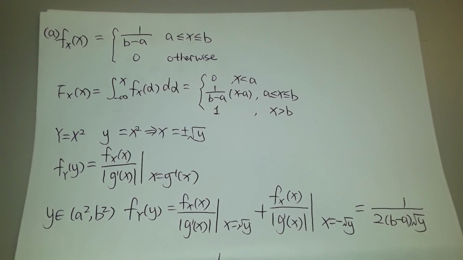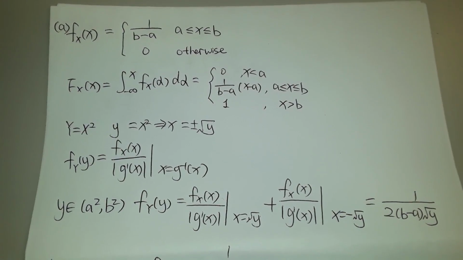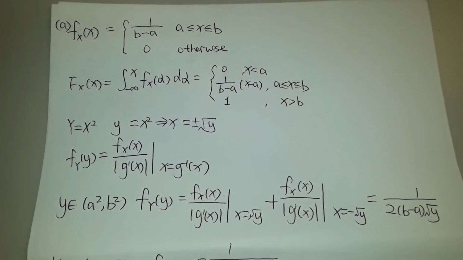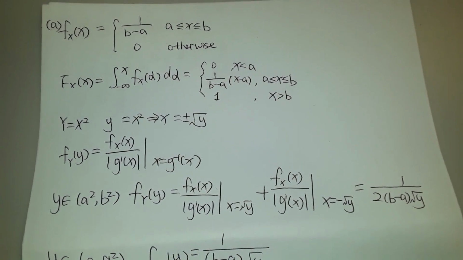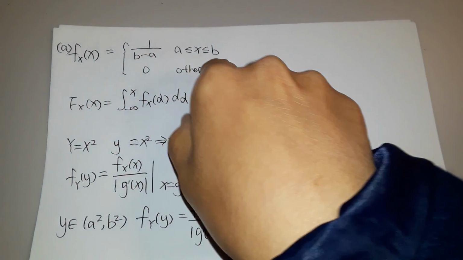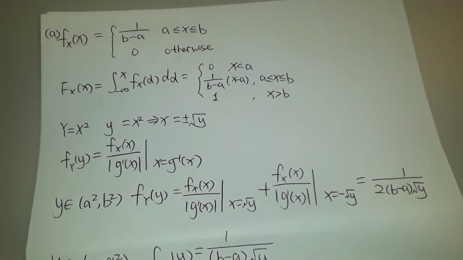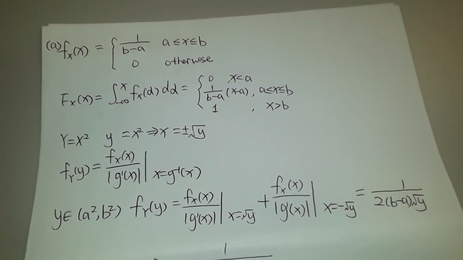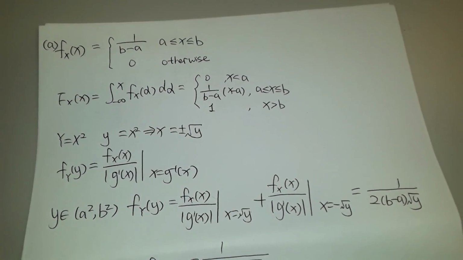Now I will solve question 2 of homework 3 in this video. In this question, because we already know that x is uniform ranging from a to b and y equals x squared, we can write the density function of x like this. f_X(x) equals 1 divided by (b minus a) if x is greater than a and less than b. Otherwise, it is 0.